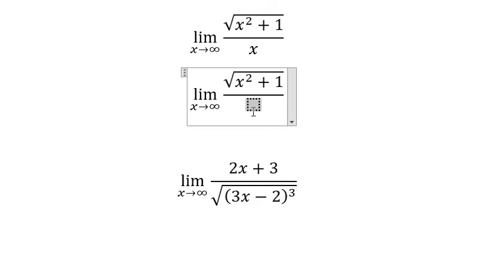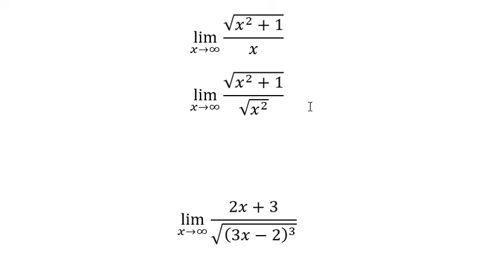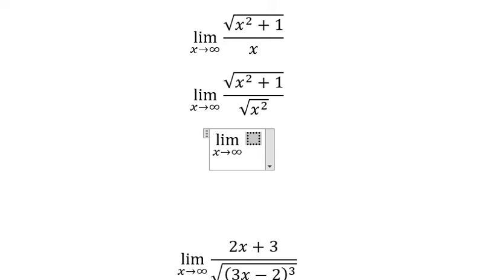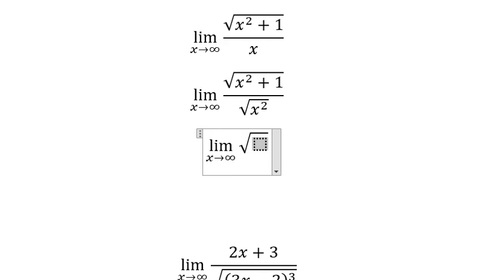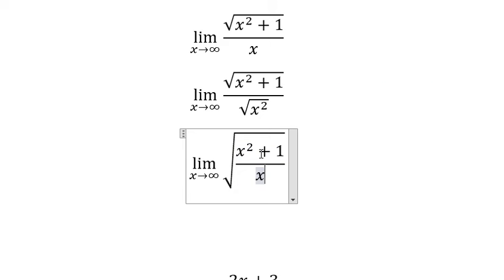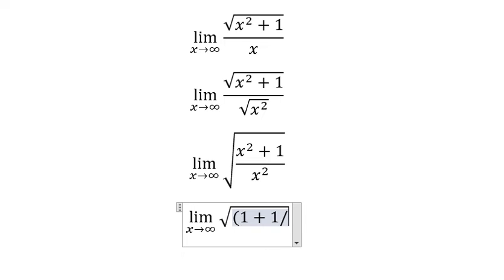About x, that is about the square root of x squared. So we can put this one go inside the square root, and you got about the square root of x squared plus 1 over x squared. X squared divided by x squared, number 1 divided by x squared, you got about 1 plus 1 over x squared.